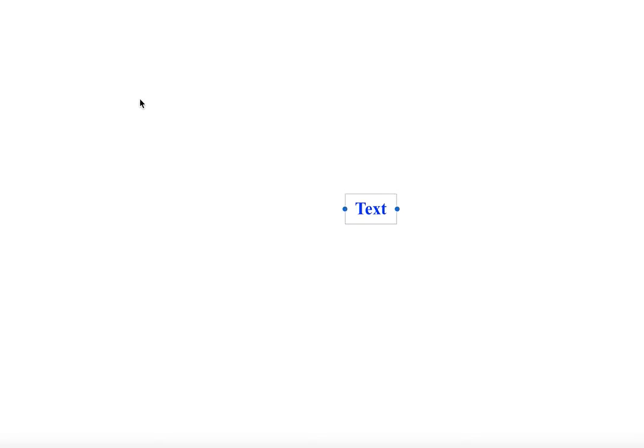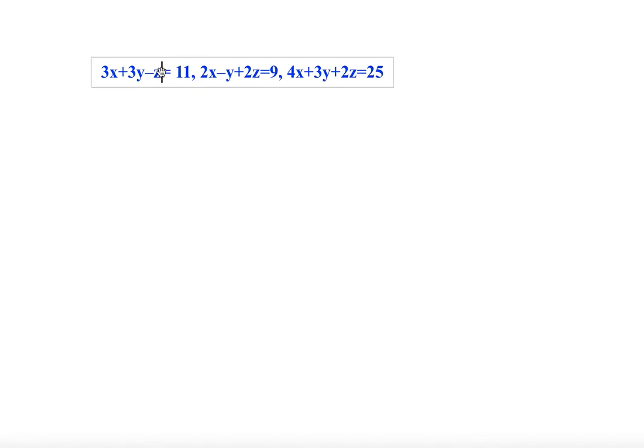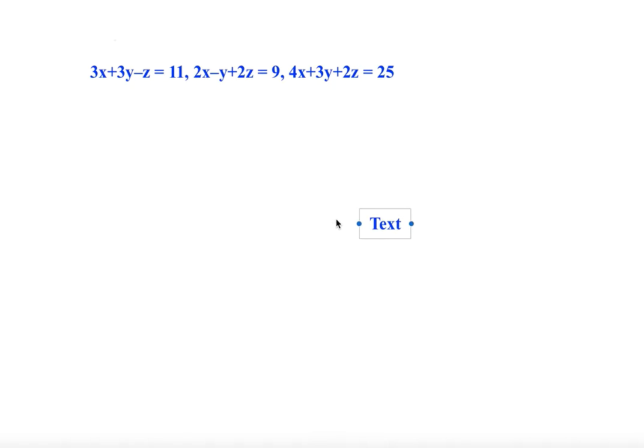Here, first write the equations. These are the equations. Now let's form the matrices. What are we interested in? The A matrix, Ax equals B, right? We are only interested in the A matrix and the B matrix. So let's find the A matrix first.